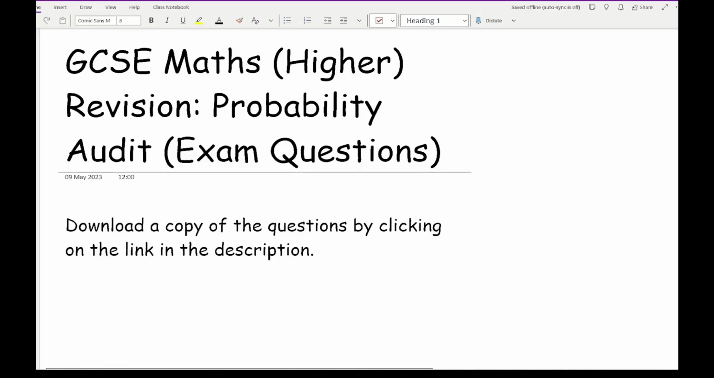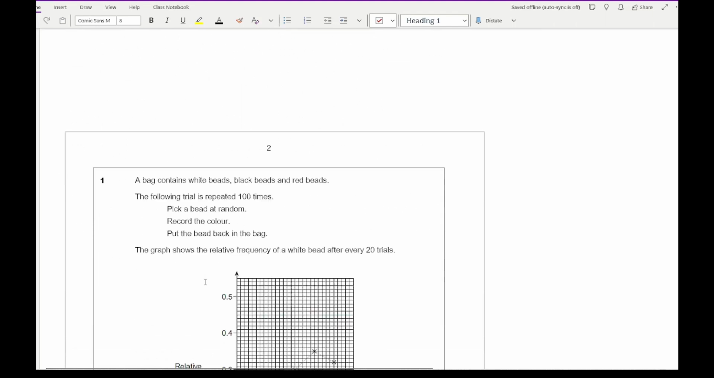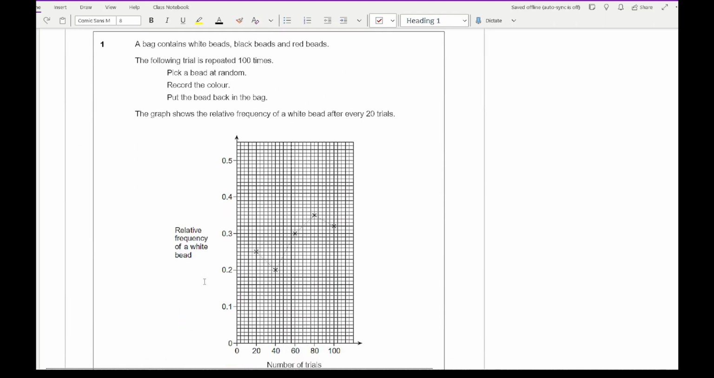So let's get straight into this GCSE Maths higher probability audit, which covers some exam style questions. Again, a reminder, a copy of the questions are available for you to download by clicking on the link in the description below. So looking at question 1, it says that a bag contains white beads, black beads and red beads. The following trial is repeated 100 times.